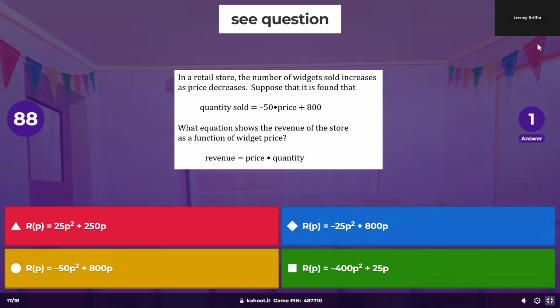In a retail store, the number of widgets sold increases as the price drops, which makes sense, right? You lower the price, you sell more. Suppose it's found that the quantity sold equals negative 50 times the price plus 800. Which equation shows the revenue as a function of price? Keep in mind, revenue equals price times quantity. So price, treat that sort of like x. You could just call price P or x if you want. And then the quantity is this whole expression, negative 50P plus 800. Can you guys multiply those two together to get the revenue? Revenue is price times quantity.